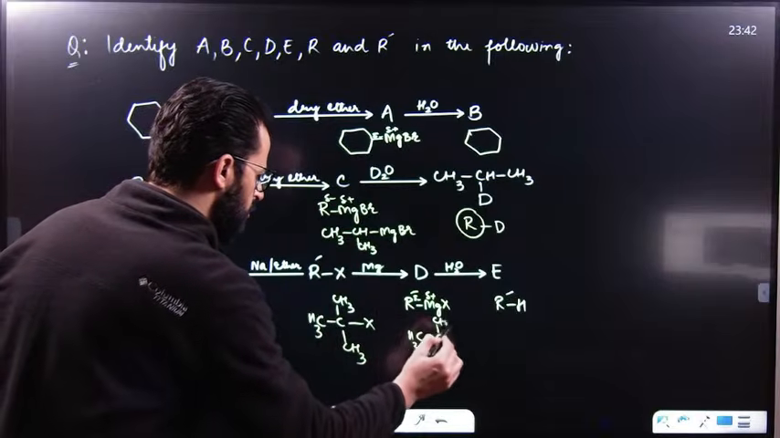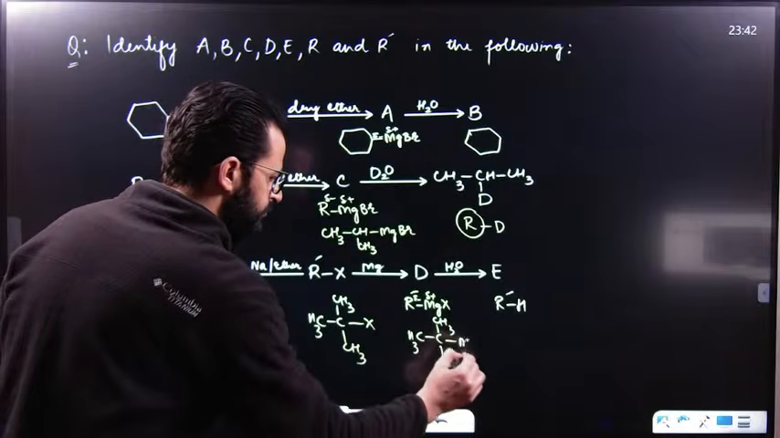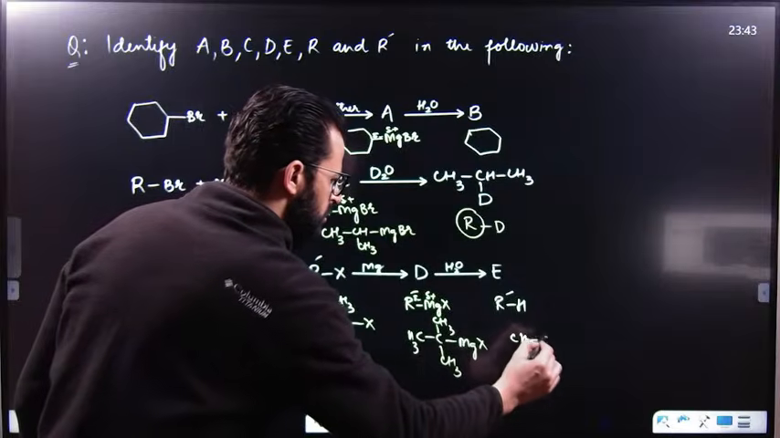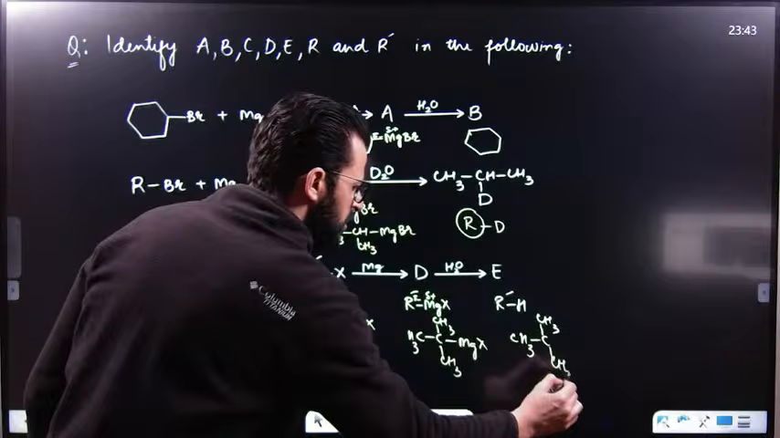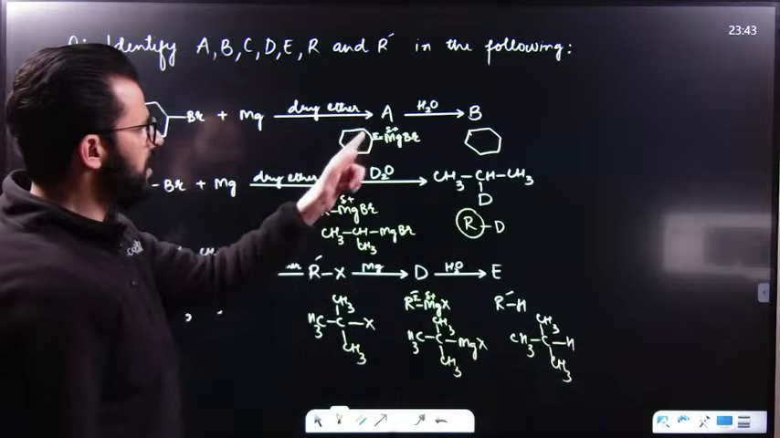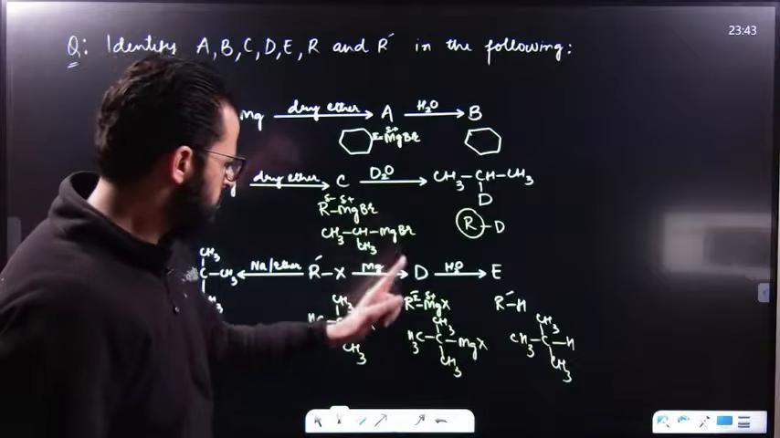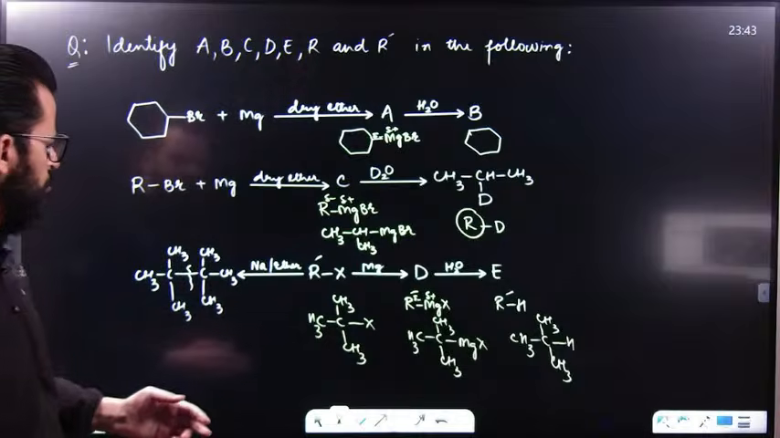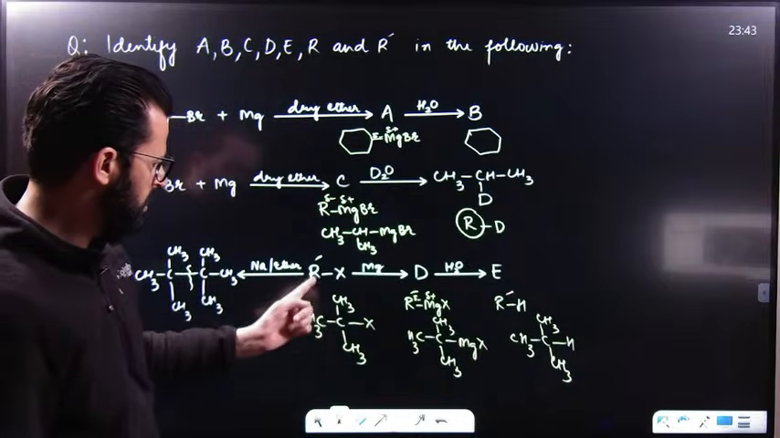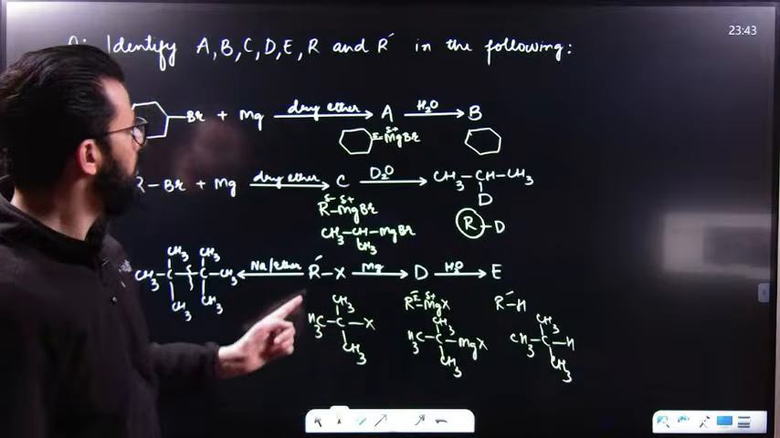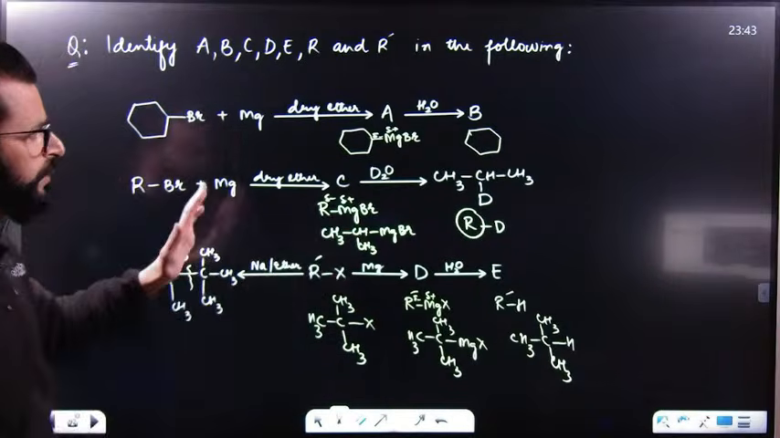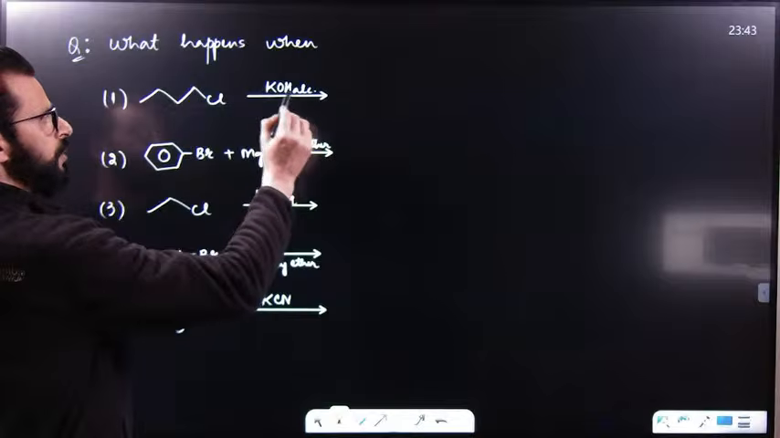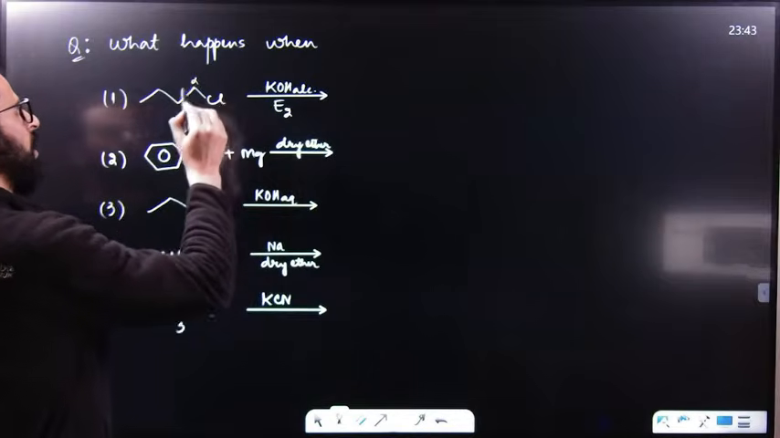CH3, C, CH3, CH3, MgX. So this is our D, then E will become CH3, C, CH3, CH3, this is R prime, then H. So this is E. So this is A, this is B, this is C, this is D, this is E, and we have to find R and R prime. So R prime is tertiary butyl, and R is isopropyl. So everything is clear.